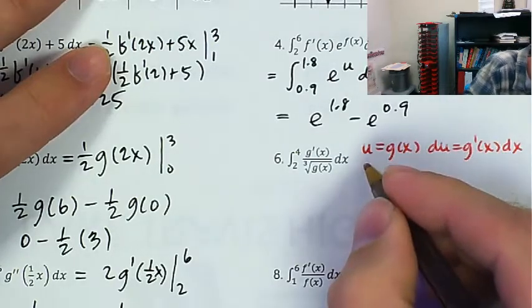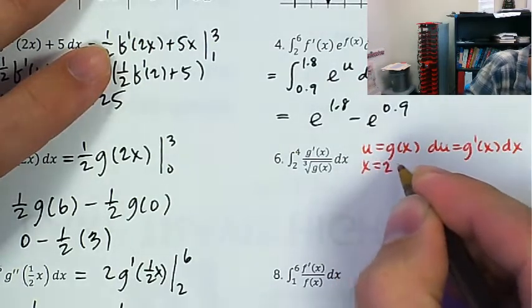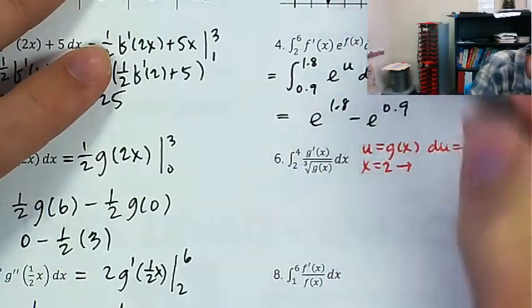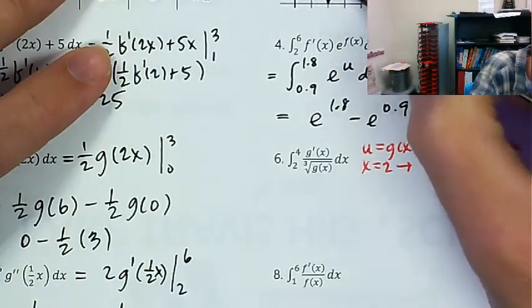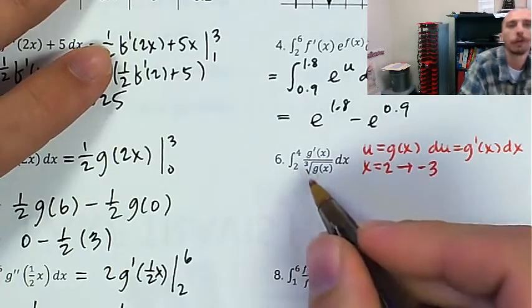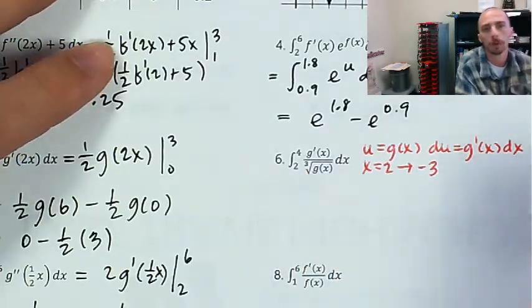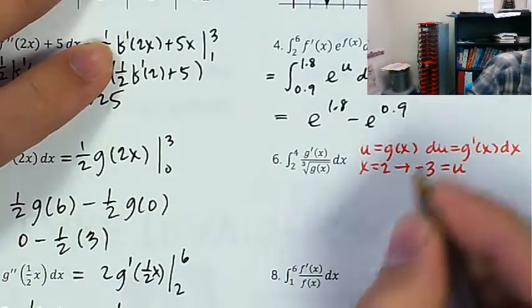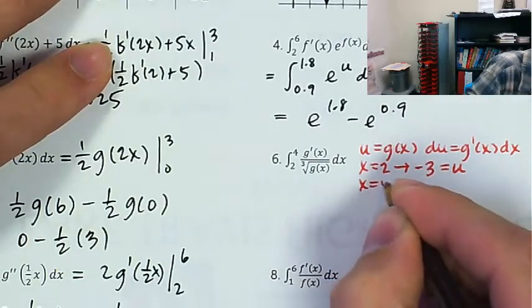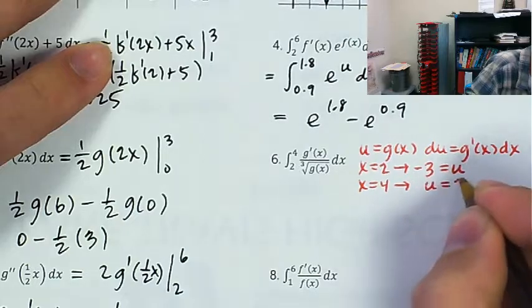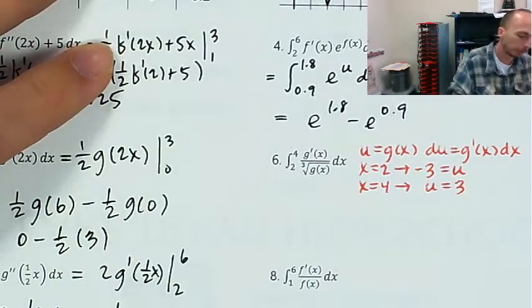Now I just need to convert my x's to u's, so x equals 2 means that u is equal to g of x, which is -3. And that's why I had to do the cubed root. I initially made this a square root and I realized it wasn't going to work. And then at x equals 4, that gives me u equals 3. So I'm going to go from -3 to 3 now.